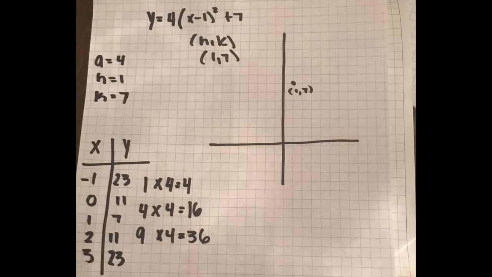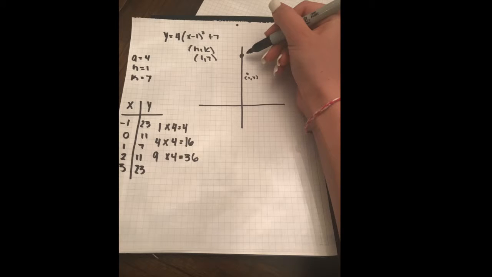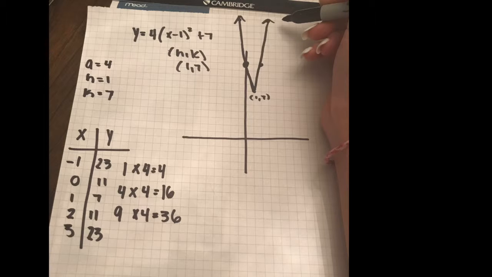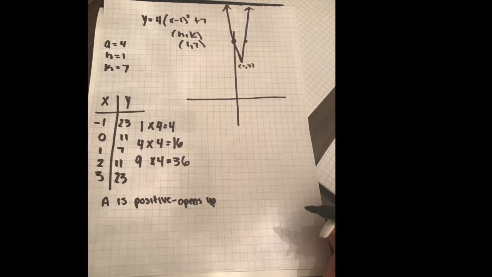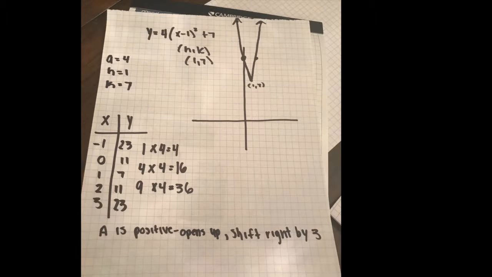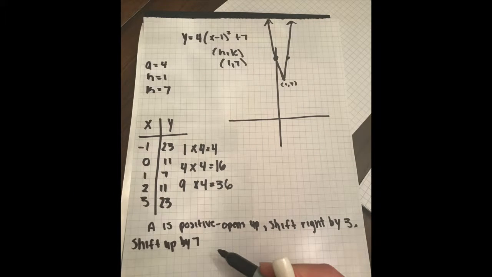And then I'm going to plot all these points onto the graph, just like I'm doing right here. So (negative 1, 23), (0, 11), (1, 7), (2, 11), and (3, 20). So we can see that our a is positive, so the graph is going to open up. It's going to shift right by 1, not 3. I don't know why I put 3, but that's wrong.